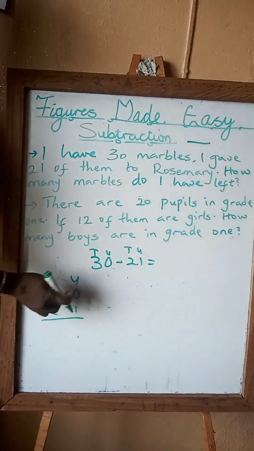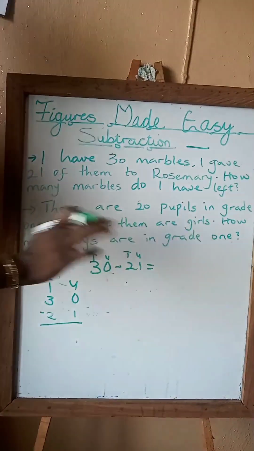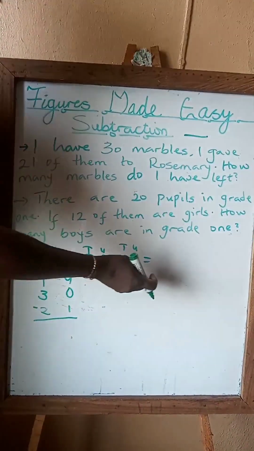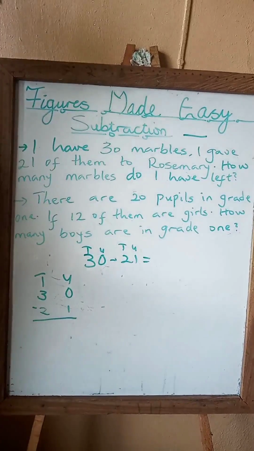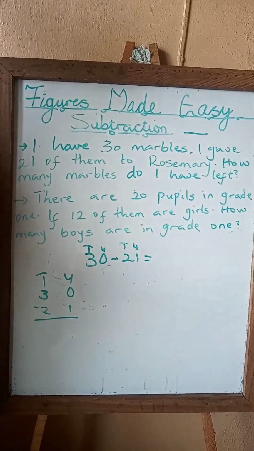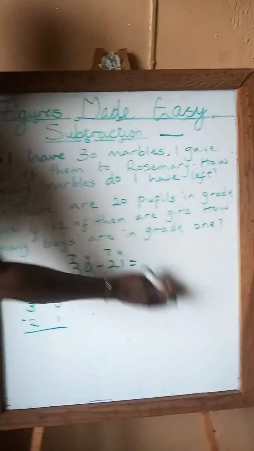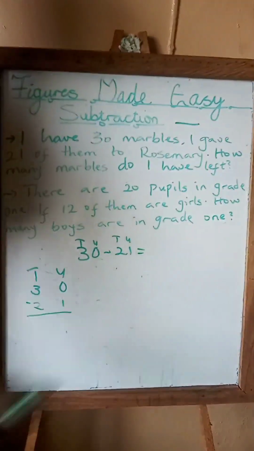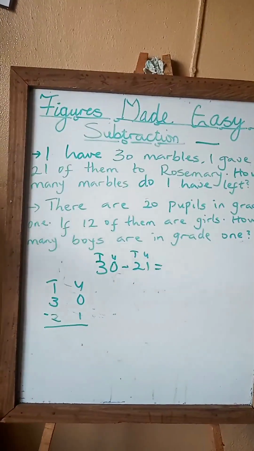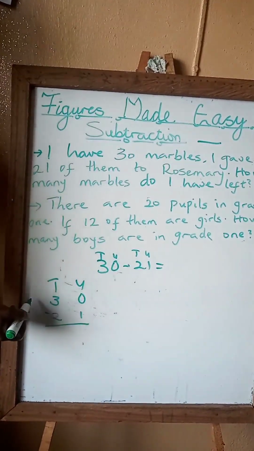You can see this. 0 minus 1. When you have nothing, can I take away 1 from nothing? 1 from nothing. It is impossible. There is nothing here, so there is nothing I can count from here. But there is something I could do. I can go to the next door.